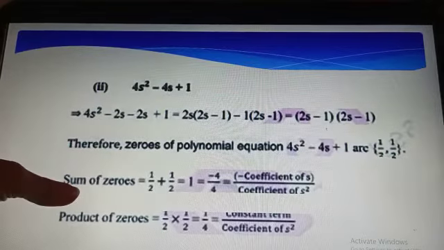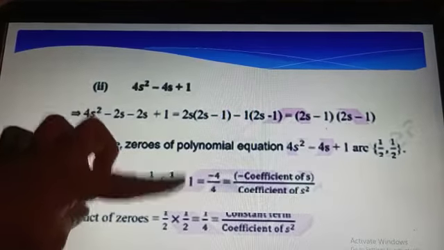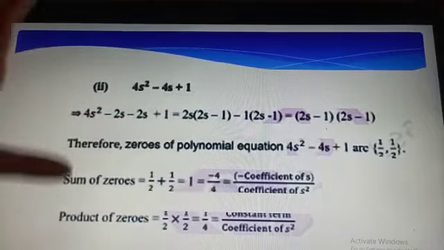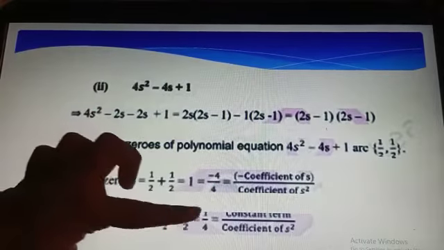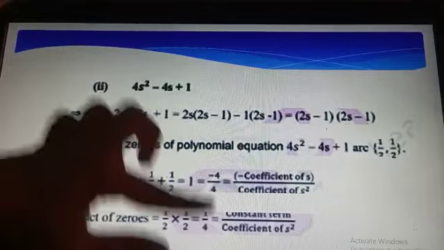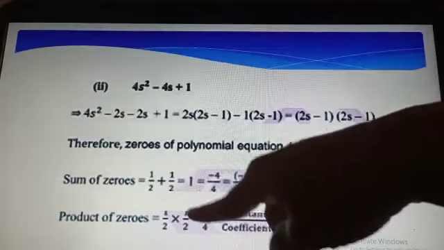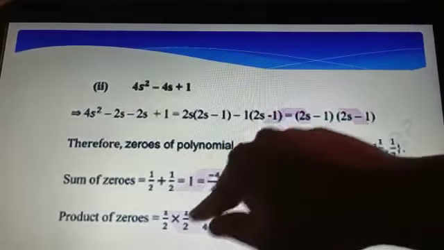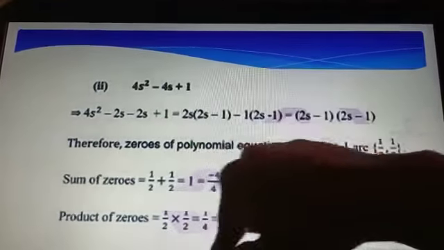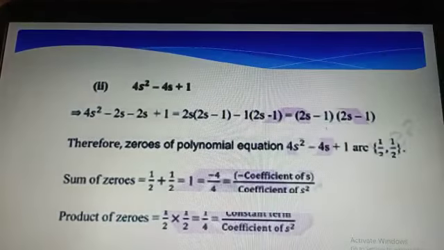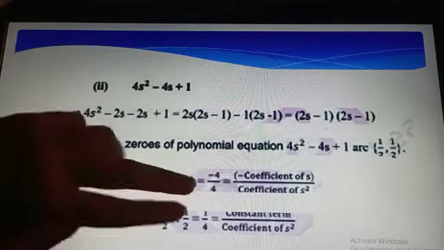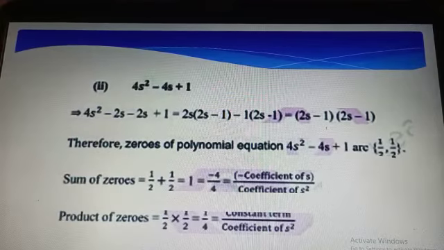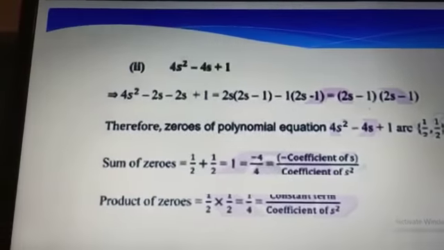We will do the sum of zeros. So alpha plus beta, 1 by 2 plus 1 by 2, is equal to 1, which is equal to minus b by a, that is 4 by 4. And the product of the zeros, 1 by 2 into 1 by 2, is equal to 1 by 4, which is c by a. Very clearly given. So we have proven the relationship of the zeros with the polynomial. Moving ahead to the next question.